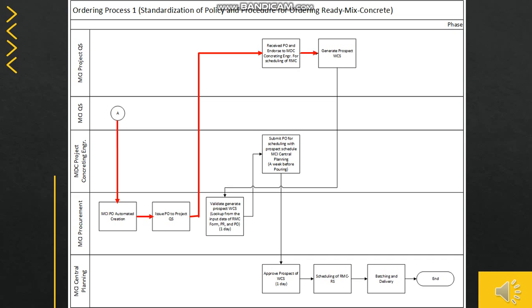MCI procurement will then validate the generated prospect WCS by looking up the input data of RMC form, PR, and PO. After the validation, PO together with prospect schedule will be submitted to MDC Project Concreting Engineer a week before pouring. The Project Concreting Engineer will submit the PO to MCI Central Planning for scheduling the approval of the prospect WCS. Then, scheduling of RMCRS. And last, batching and delivery is shouldered by the Central Planning.